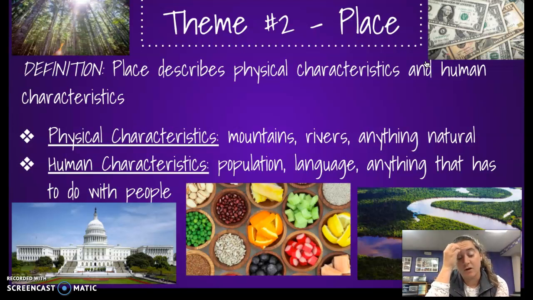Okay, down in the lower left-hand corner, there's a picture of a very big government building. You need to know that that would be a human characteristic because it has to do with humans interacting, building that, working there, all of that. That's not a natural structure. That's not a mountain or a valley or a desert. That's something that humans made. Okay, so theme 2, place.